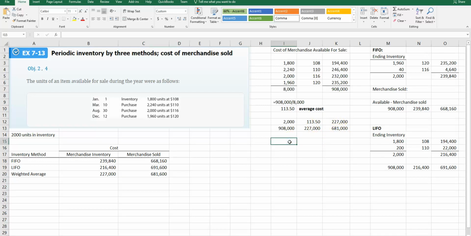We could prove this another way also. If we had 8,000 units and we have 2,000 remaining, that means we sold 6,000. We could take the 6,000 and multiply it times the $113.50, and we would get the exact same number that we got right here.